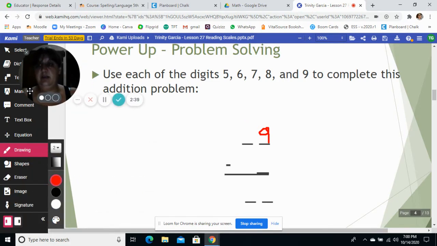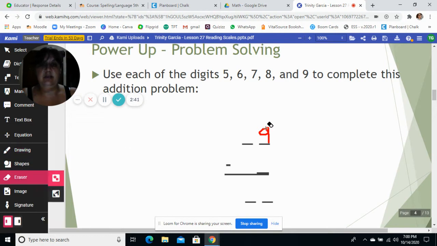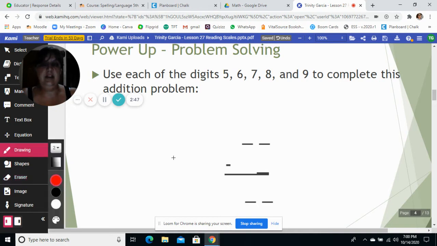So let's grab our erasers. We're going to erase our number 9, just like that. I wish erasing was that easy in real life. Okay, let's try a different number. Maybe a smaller number would be a better choice. Let's start with our smallest number and see if that works out better. Okay, so let's write a 5 here.